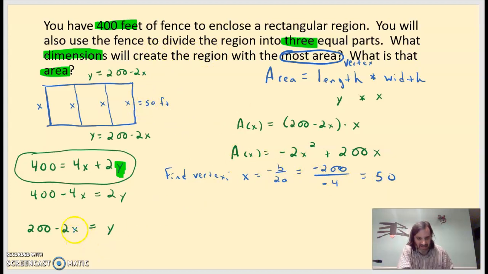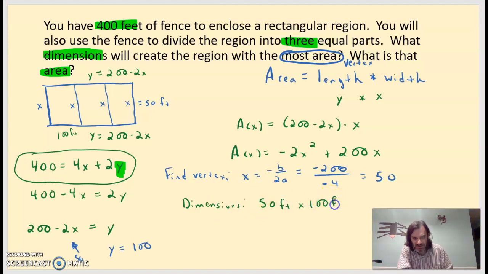And if we came back here and put that in for x where we had y solved for, we would figure out that y would be 200 minus 100, 100. So this side down here will be, let me find my green marker, 100 feet. So the dimensions are 50 feet by 100 feet.